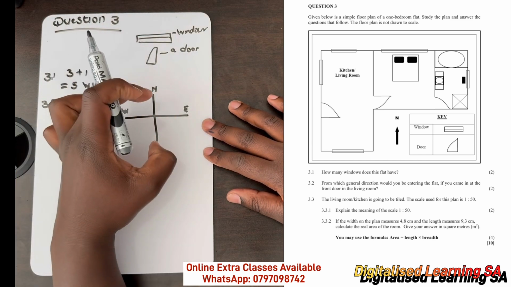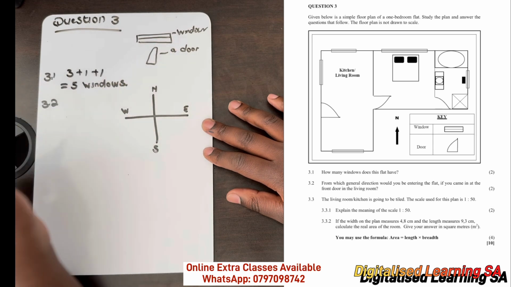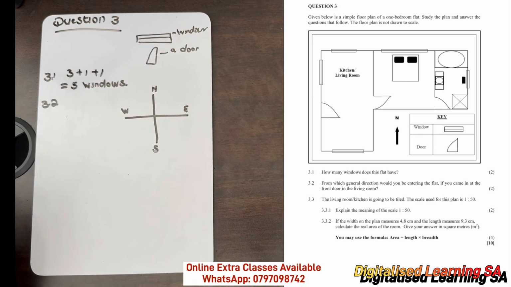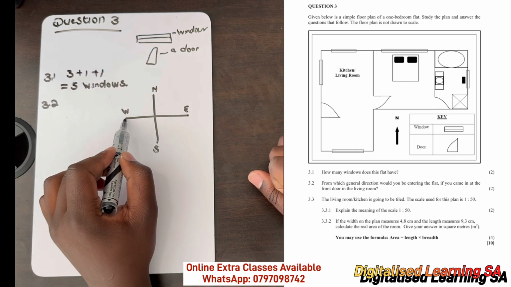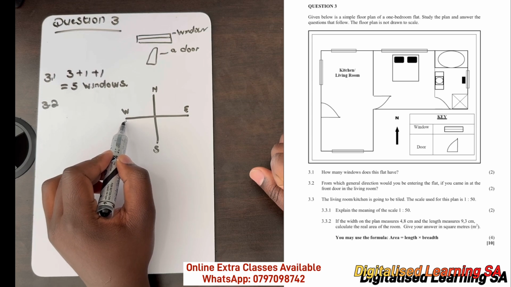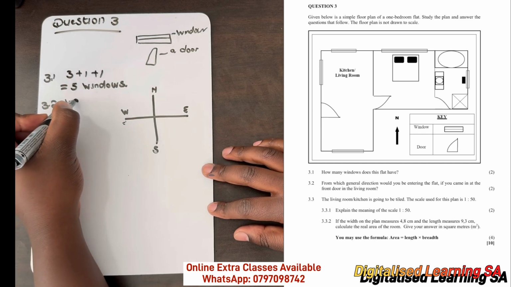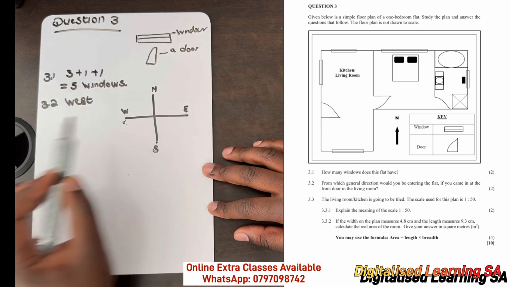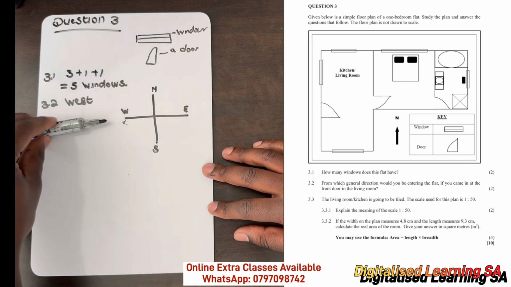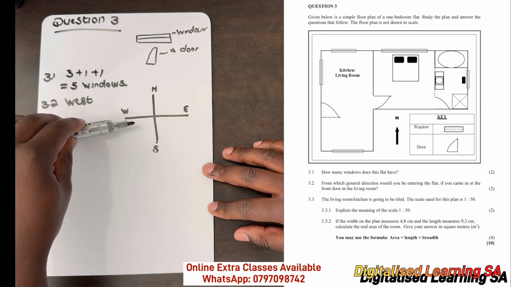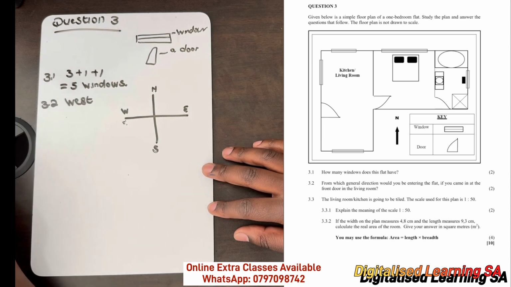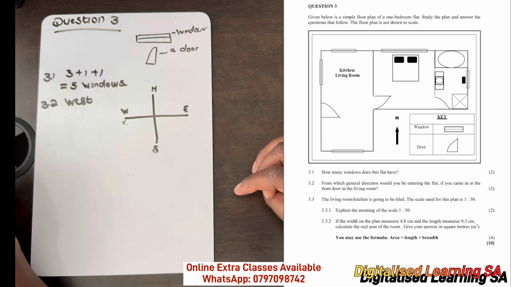So if we place this general direction on the house, we can see that if you are entering the apartment through the living room, you would be entering from this side, meaning that our answer will be west. I hope that makes sense. Our answer will be west, because you will enter coming from the west. You will enter like this.